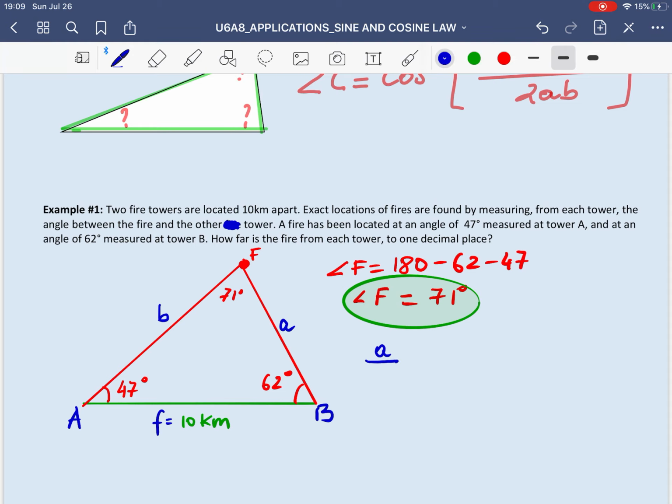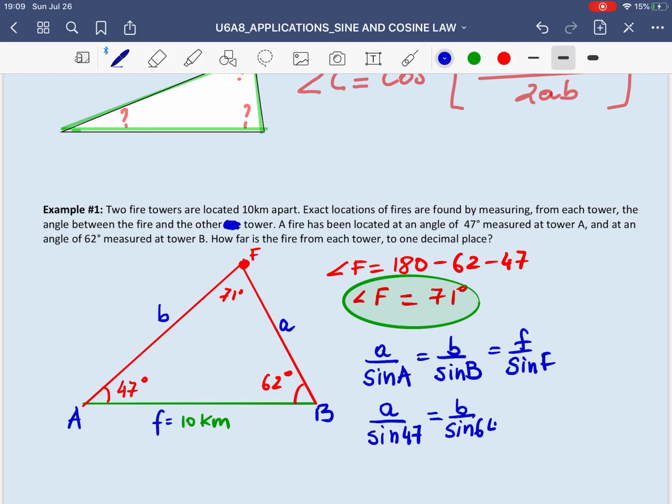We have A divided by sine of angle A equals B divided by sine of B, and that equals F divided by sine of angle F. And from here I will substitute everything and anything I have. So I don't have A, I want to find A actually, divided by sine of 47 equals B. Again, I don't have B, I want to find B, over sine of 62. And that equals F, which is 10. Thank goodness I have F. And that's divided by sine of 71.